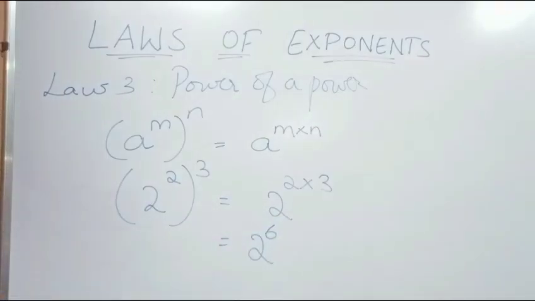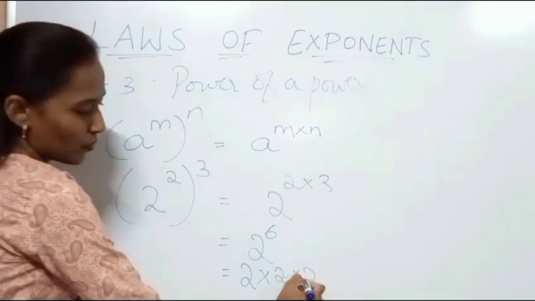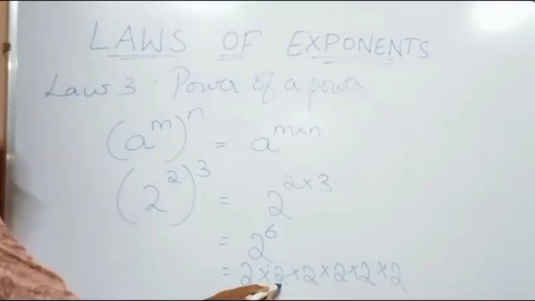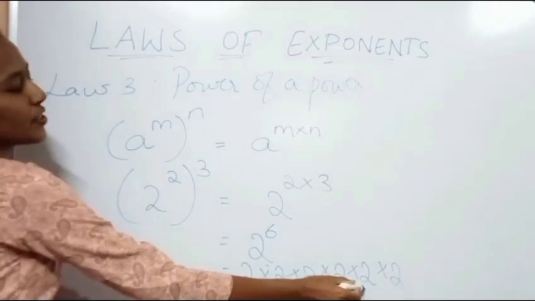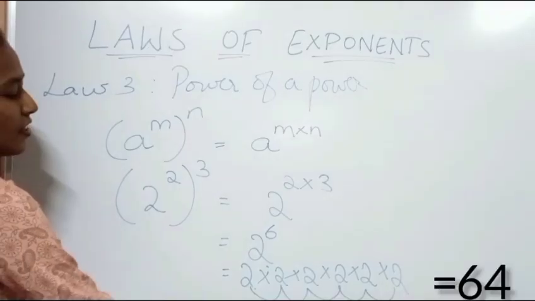If you multiply 2 six times, you will get the answer. So, it is 2 into 2 into 2 into 2 into 2 into 2. 2 2s are 4, 4 2s are 8, 8 2s are 16, 16 2s are 32, 32 2s are 64. So, your answer is 64.